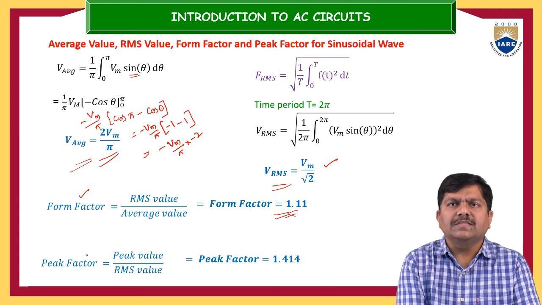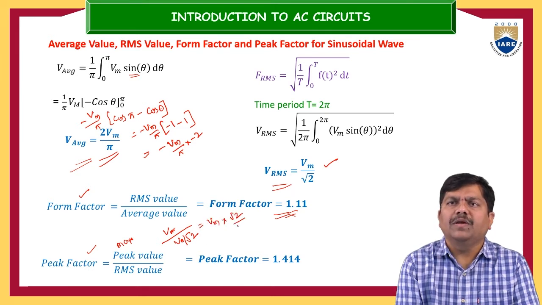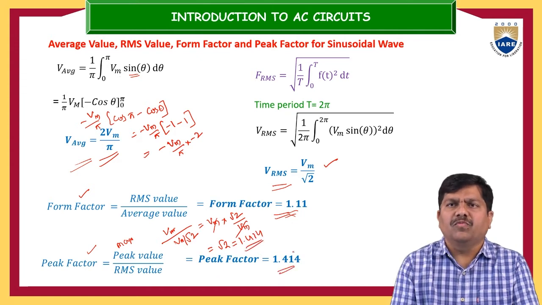The last one is the peak factor. Peak factor is the ratio of the peak value, or maximum value, to the RMS value. The peak value is V maximum, and RMS is V maximum by root 2. So the value is V maximum into root 2 by V max. V max gets cancelled, so this value is root 2, that is 1.414. So the peak factor is 1.414.